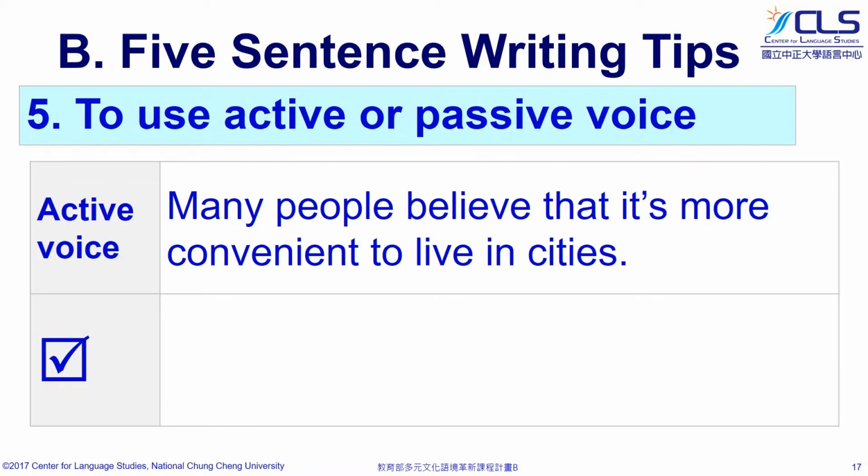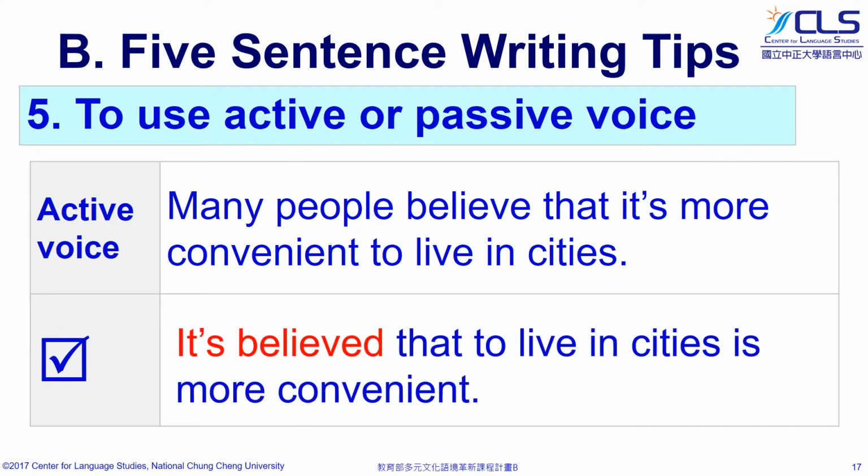As can be seen in the sentence, we use the active voice. In the sentence, many people is the subject, believe is the verb, that it's more convenient to live in cities is the subject complement. However, if we want to emphasize that clause, that it's more convenient to live in cities, we can use the passive voice with it is believed to introduce the real subject, that clause.